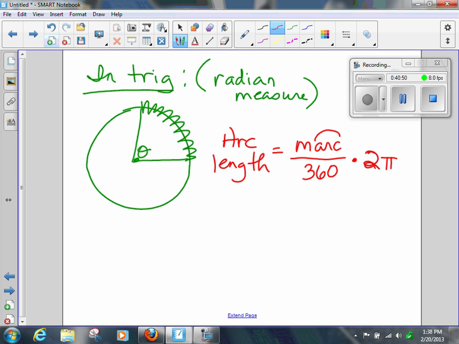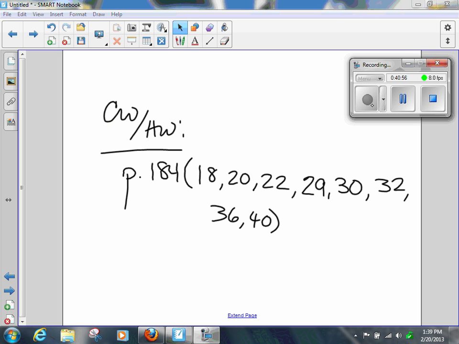What do you think? An area of a sector tomorrow, okay? Everybody working? Questions at all? All right, work.